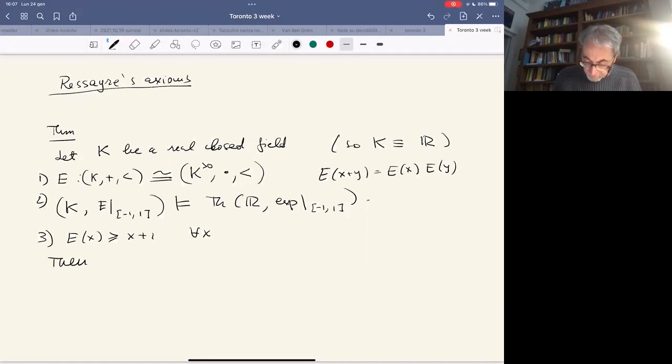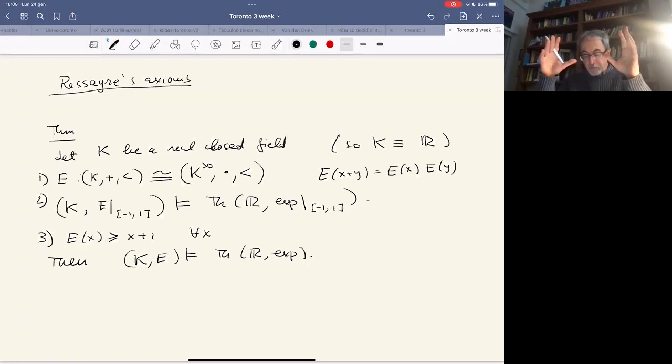Then this is a model of global exponentiation. So in order to have a field with an exponential map which behaves well, it suffices that it behaves well on finite elements.